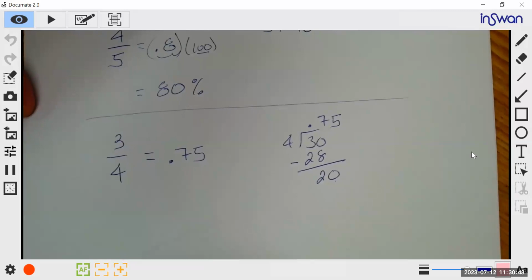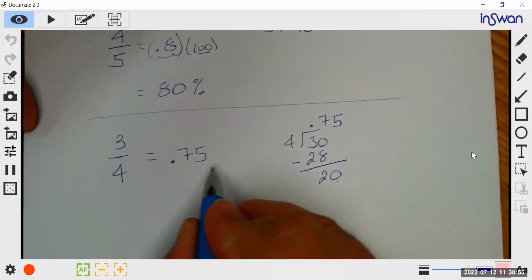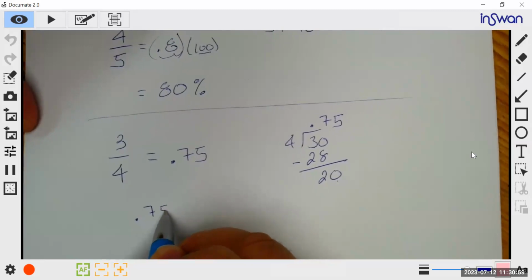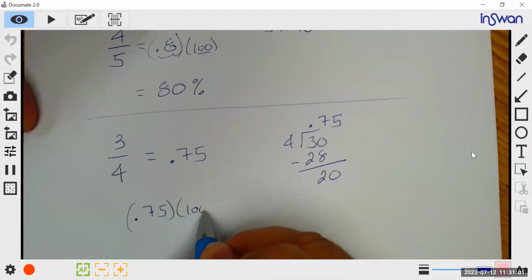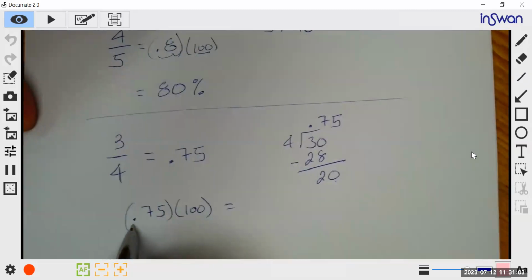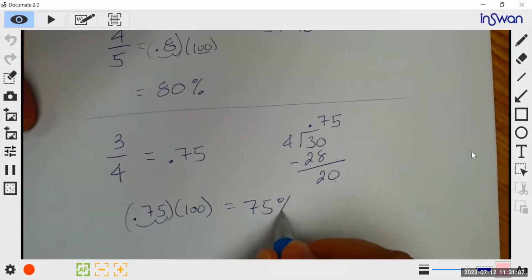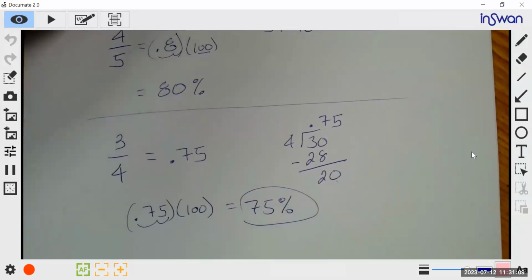So now converting this, multiply this number by 100, which means move the decimal 2 to the right, 1, 2, and put a percent symbol behind it. And there's your answer.